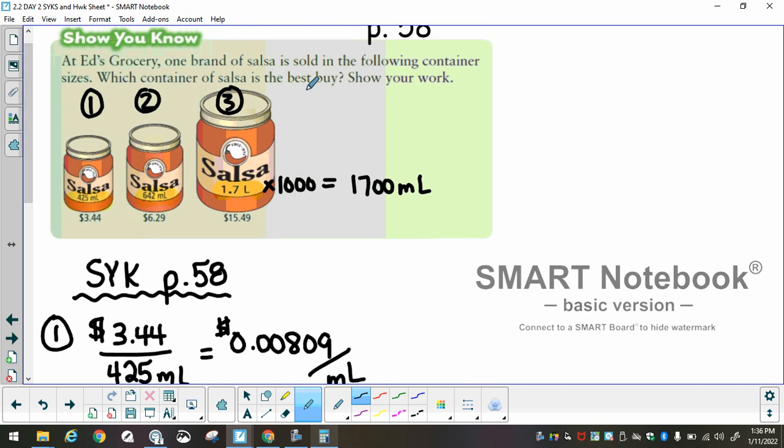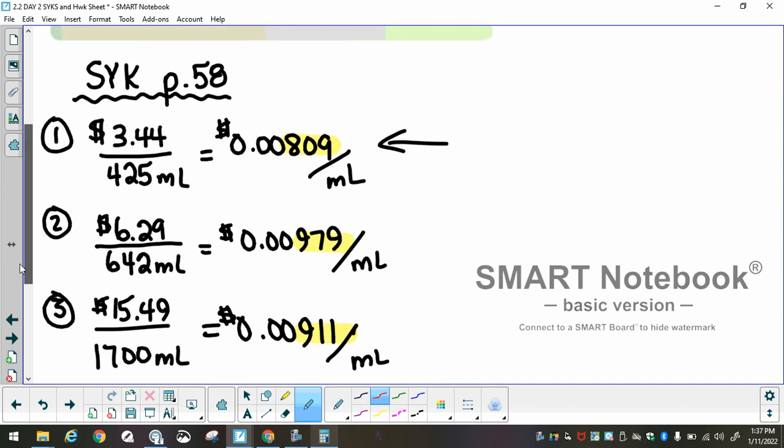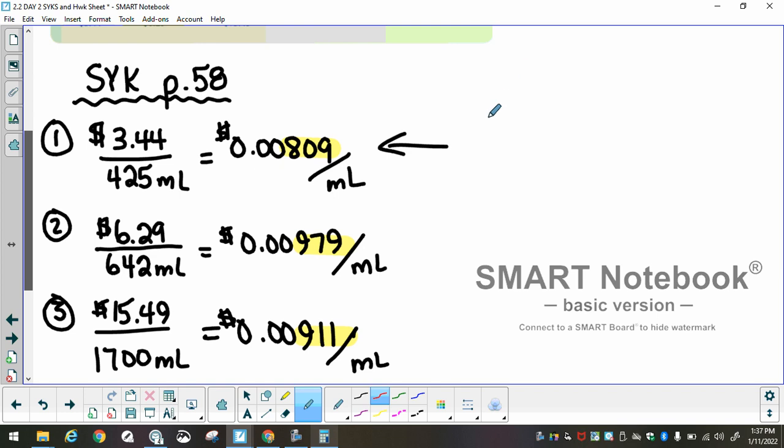Okay, so remember, best buy means cheapest, means lowest number. Lowest number. So I'm going to compare 809, 979, and 911, which is my lowest value. Hopefully you're thinking this guy right here. So that would mean the 425 milliliter container of salsa is the best buy.